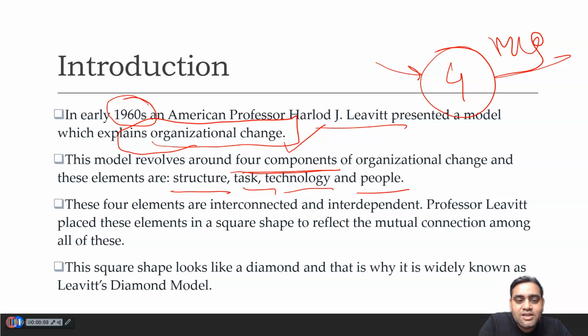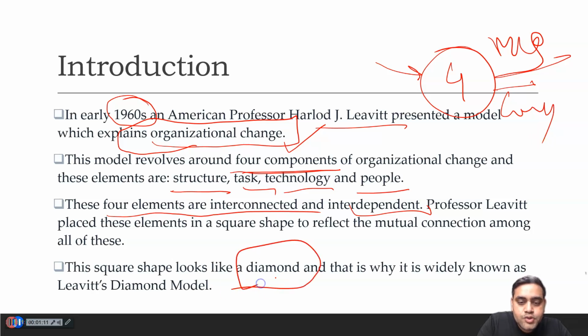He also said that all these 4 elements are interconnected and interdependent on each other. And that is why he reflected this whole connection between these 4 components in the form of a diamond. I'll show this model to you right now, then you will be able to understand what I'm saying. He explained these 4 components in the shape of a diamond, and that is why the model was named the Leavitt diamond model. So let's go to the model.